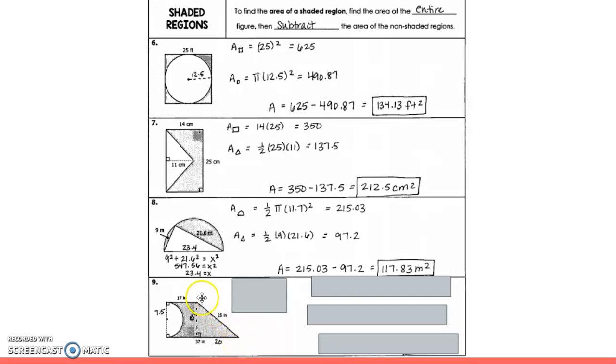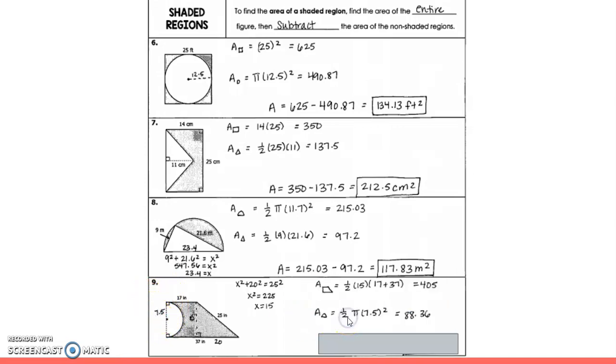We also know the hypotenuse is 25, so using the Pythagorean theorem, we can find the other leg, and that leg is 15. Once we have 15 for our side of our rectangle, I can use that to find the radius of my semicircle. So half of 15 is 7.5. That's the information we need to find the area of our circle, so that's going to be 88.36.